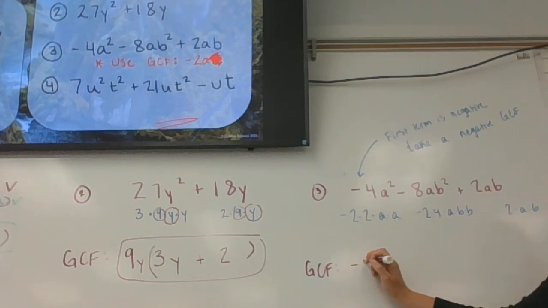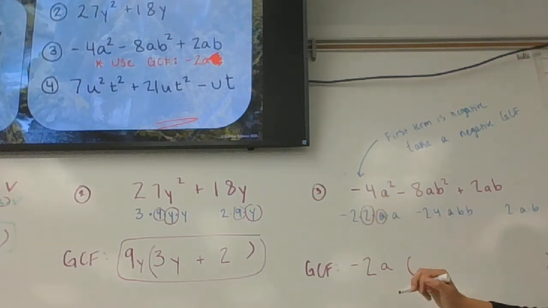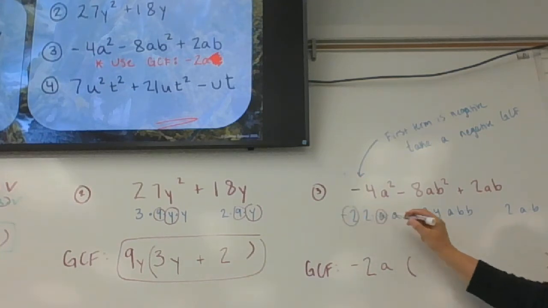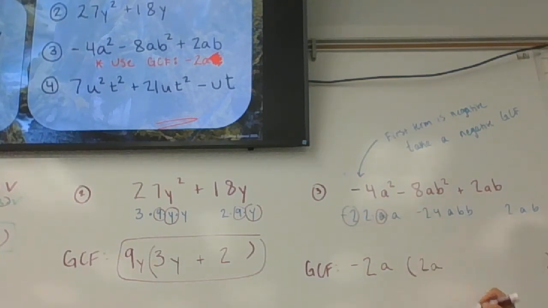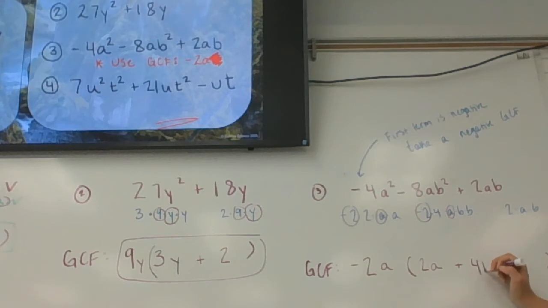So I'm going to take a negative 2 and an a out. So what's left here? I take the negative 2 and the a out. What's left here is a positive 2a. So when you take a negative out, the leftover remainder would be positive. Negative 2 and an a out of here, and what's left is a positive 4b squared.